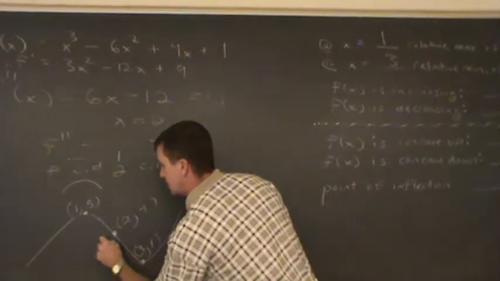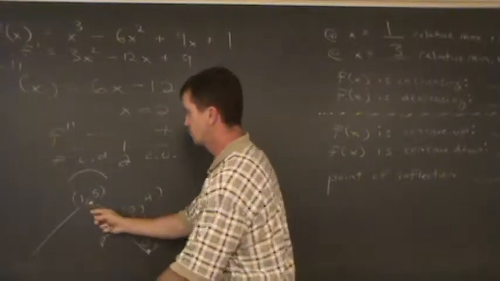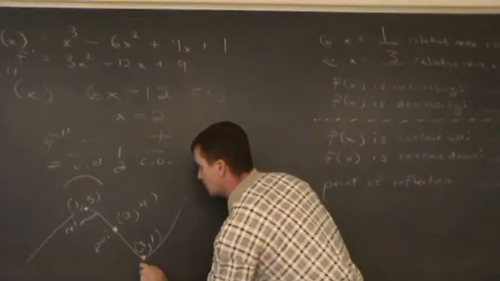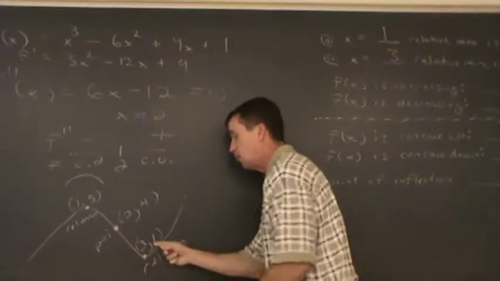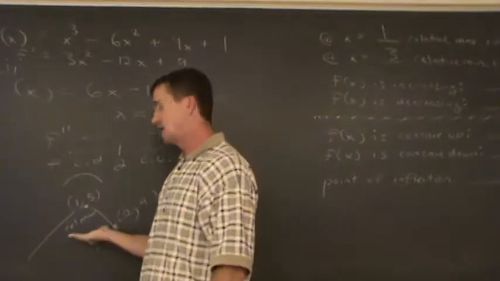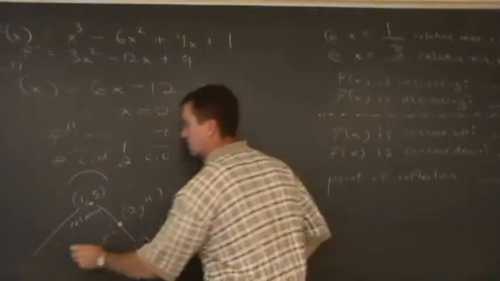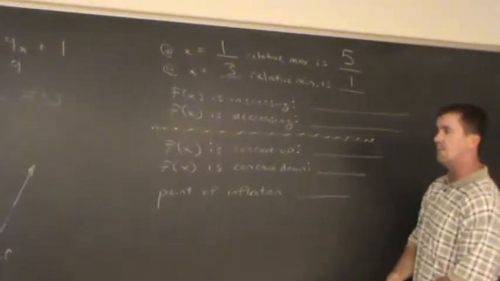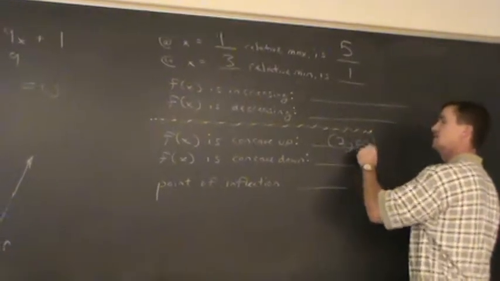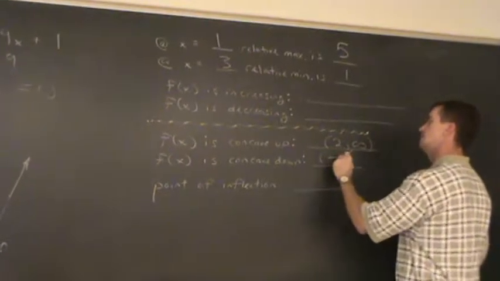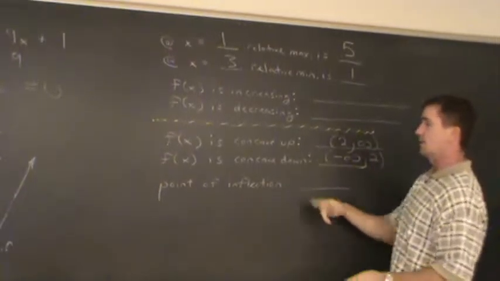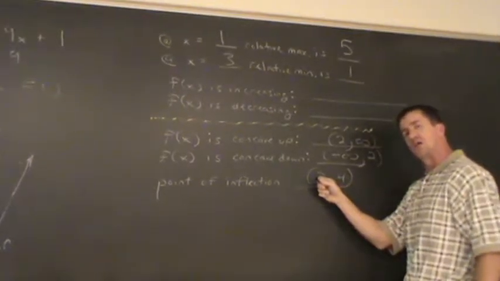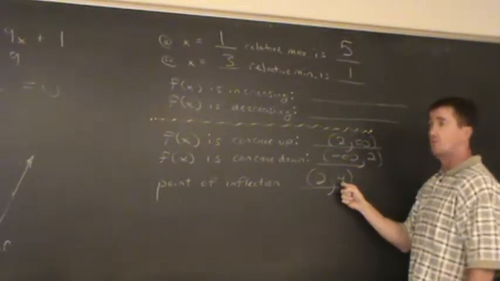And I'm going to label this. This is my POI, my point of inflection. Relative max is 5, occurs at 1. Relative min is actually 1, occurring at 3. And here's our sketch. We have our function. Now I'm just going to fill in these spaces from what we have. The function is concave up on 2 to infinity. The function is concave down on negative infinity to 2. Point of inflection, yep, it's at 2, 4. Keep in mind, I substitute the value x equal to 2 into the original function to find this value of 4.